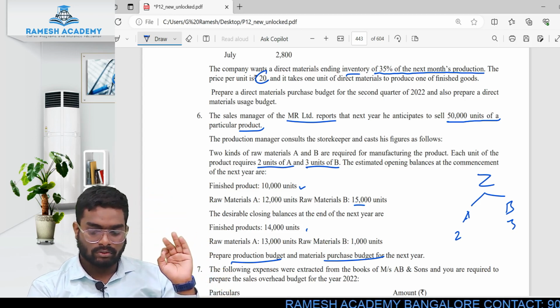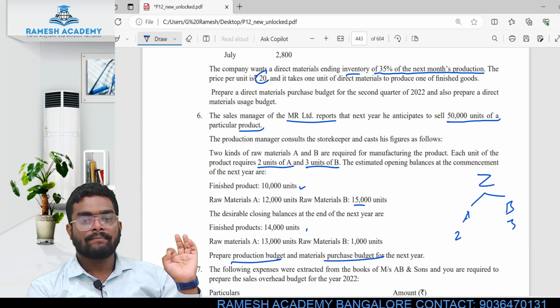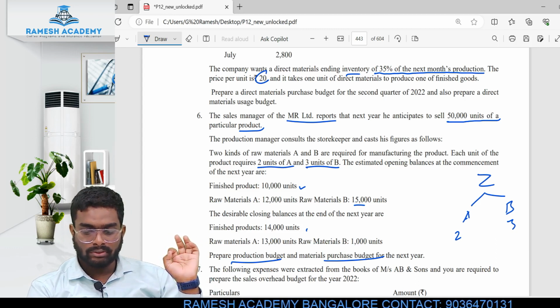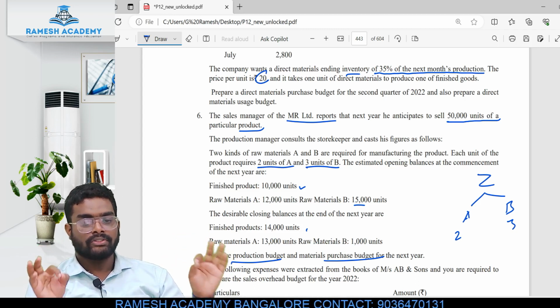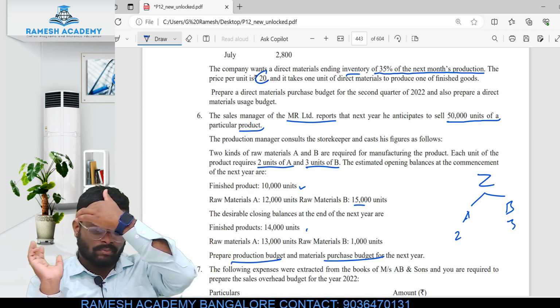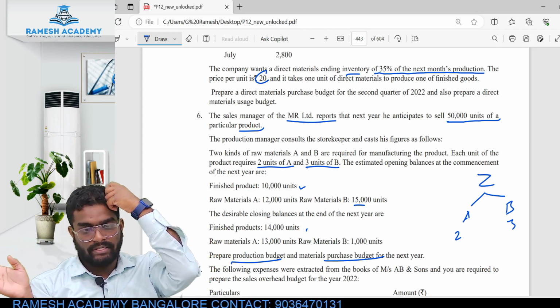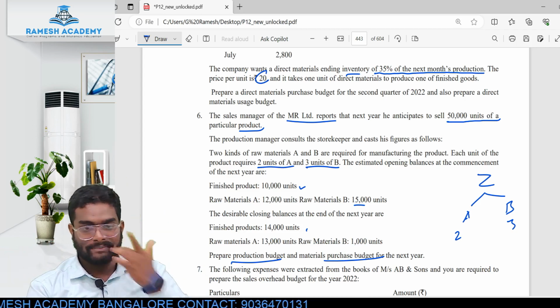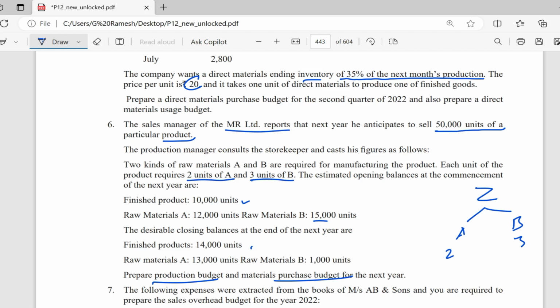Please remember that. So here he anticipates a sale of 50,000 and he requires a closing stock of 14,000 as per the question, but he is having an opening stock of 10,000, which means 54,000 is his requirement or the production. Then multiply it by 2 in case of A, 3 in case of B, and then find the material purchase budget also. Please try this question. I'll give 4 to 5 minutes, then we'll solve it. Then please we can cross check the answers.